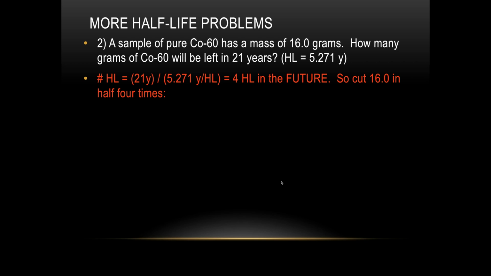That means we're going to take that original mass of 16 grams and we're going to cut it in half 4 times. So, after the first half-life, we'll have gone from 16 to 8 grams. After the second half-life, we cut it from 8 to 4. After the third half-life, we cut it from 4 to 2. And after the fourth half-life, we're going to cut it in half from 2 to 1, which means that 21 years from now, that sample will only contain 1 gram of cobalt-60.